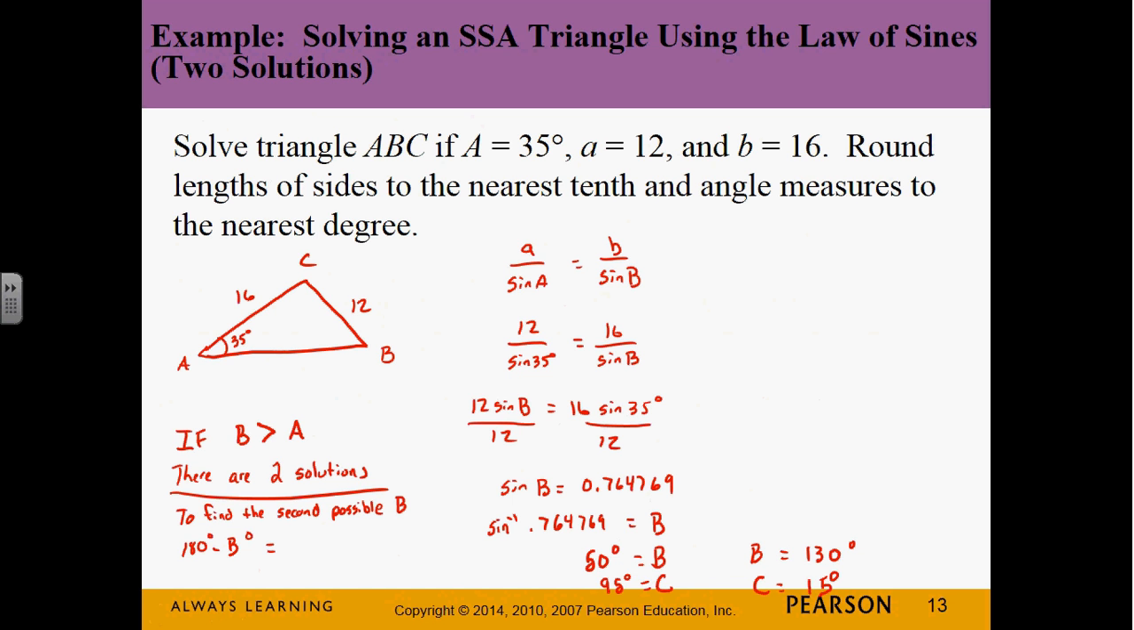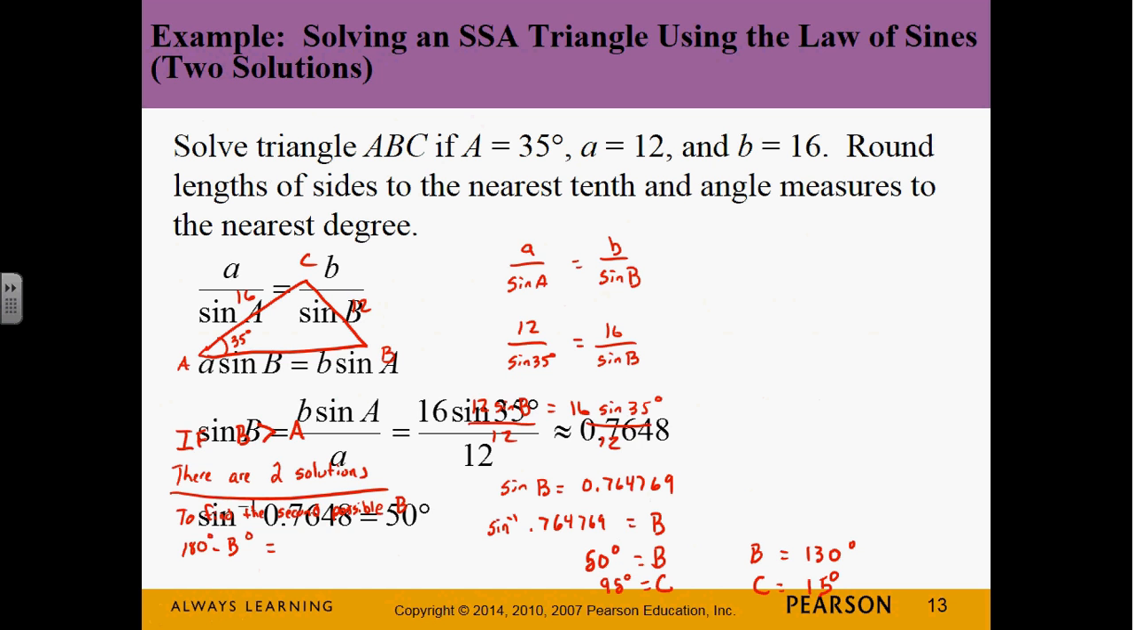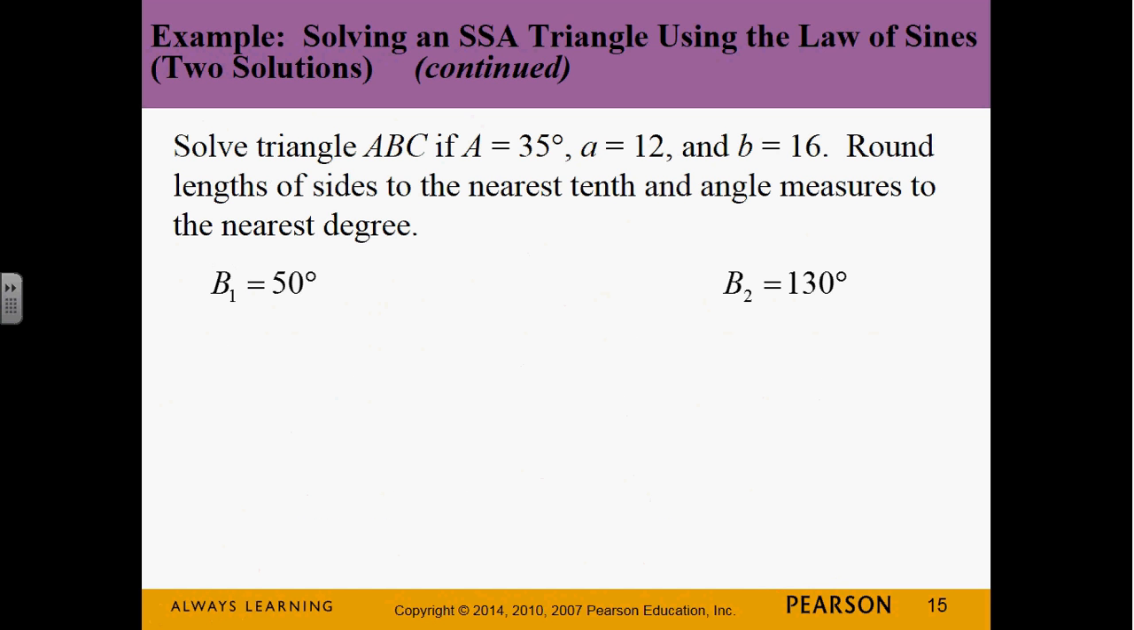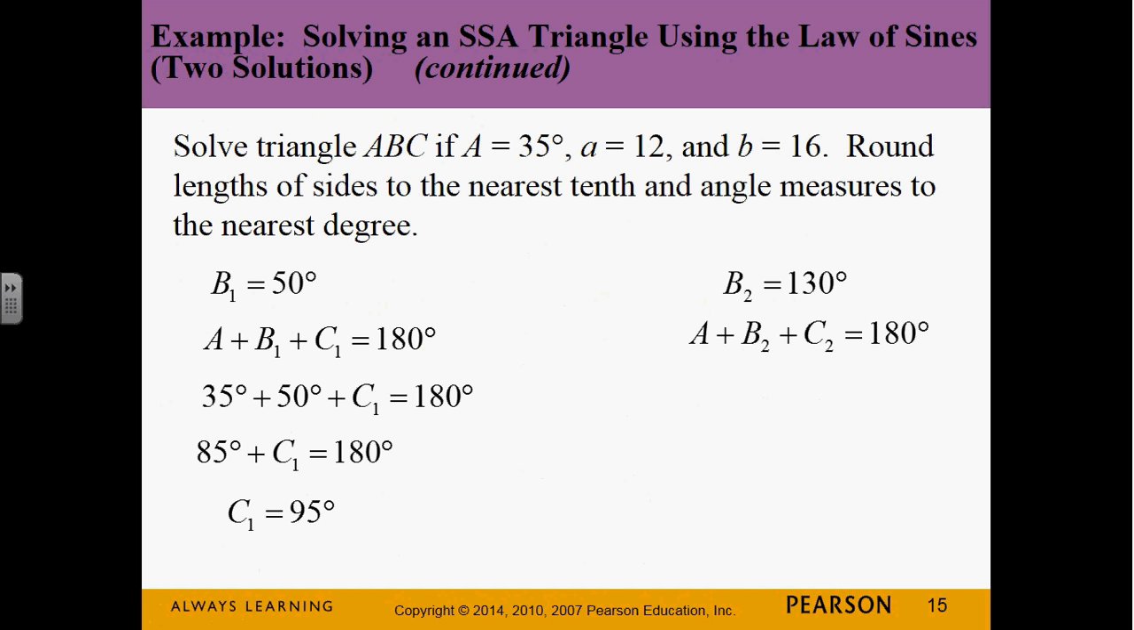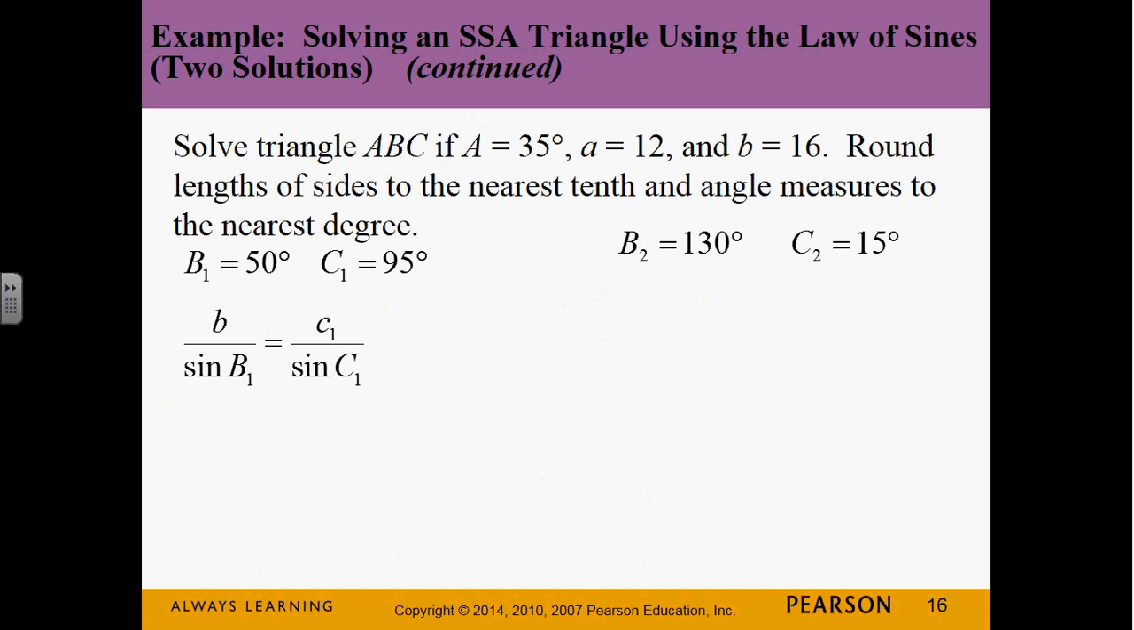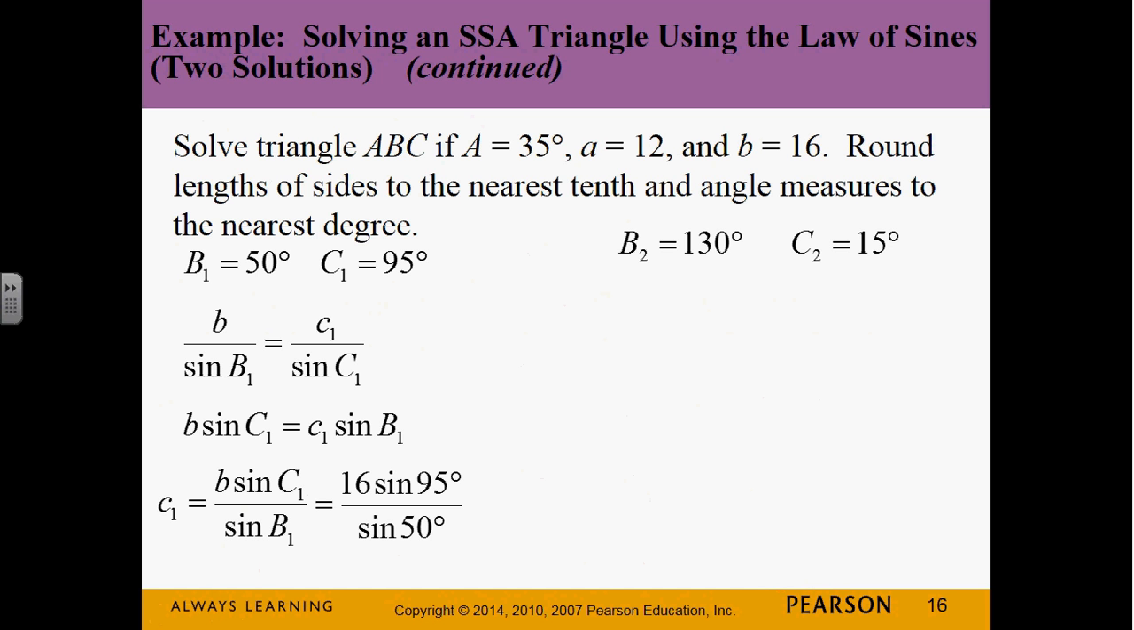Now we're only half done. Now that we've determined there are two triangles, we have to solve both triangles. We've got all the angles. Now we have to use these different C values to find little c, which I'm going to fast forward through. All right, so the first one we set up with B equal 50 degrees. So we've got B over sine B equals C over sine C. We're just going to put the values in and get 16 times sine of 95 divided by sine of 50, which is going to give us our c, about 20.8.